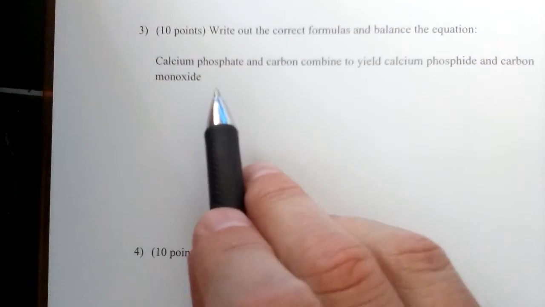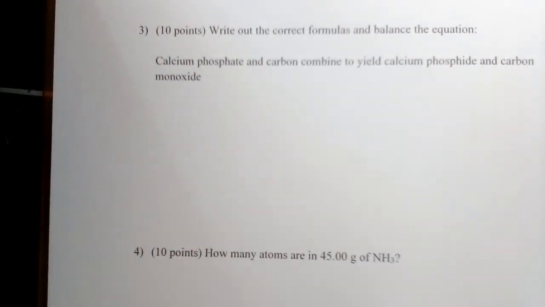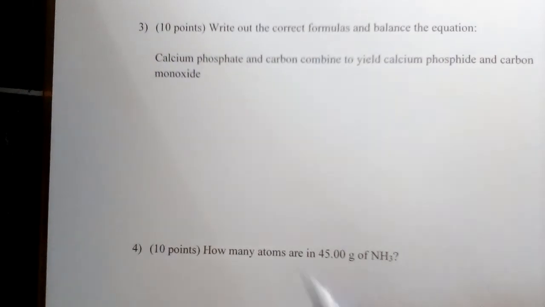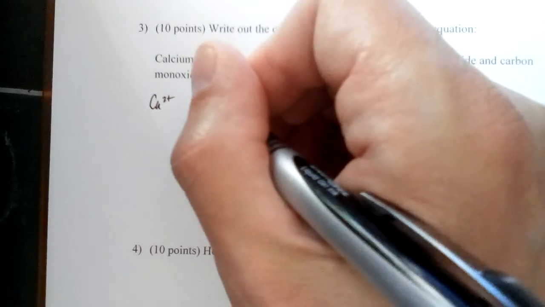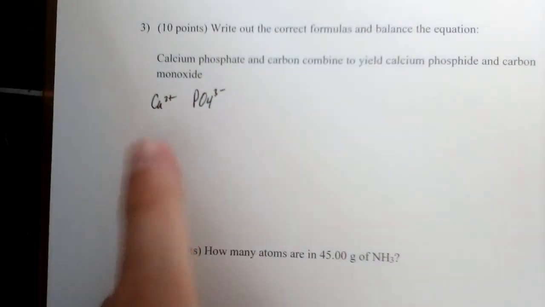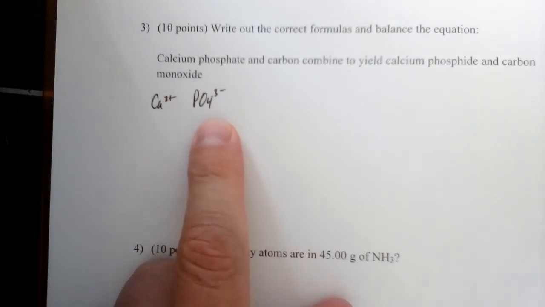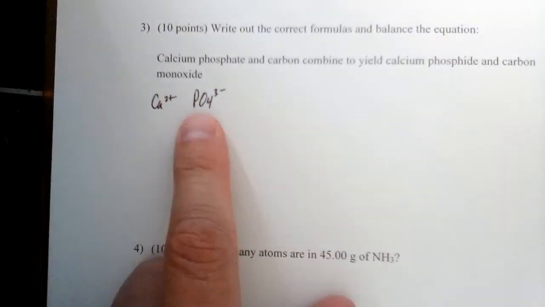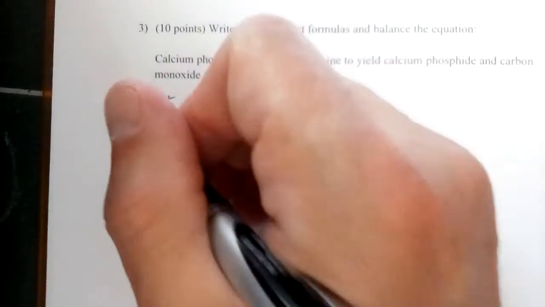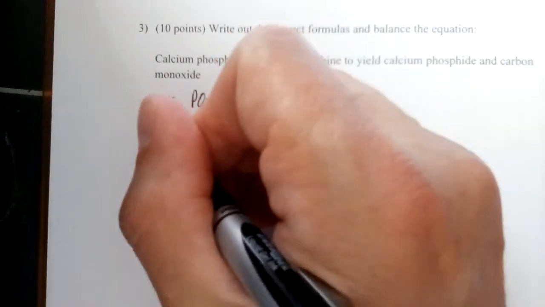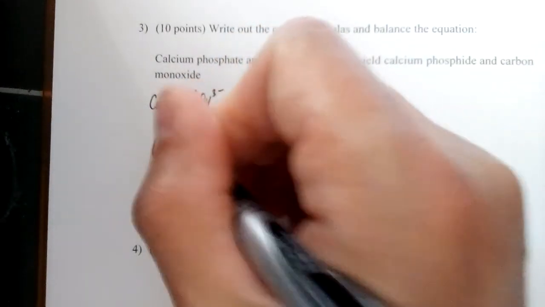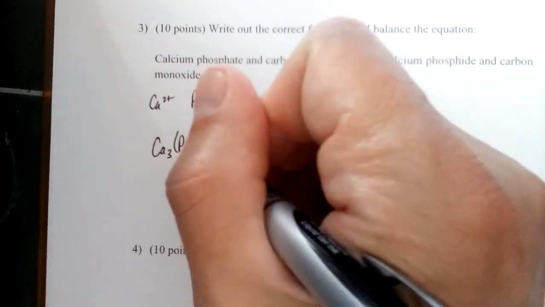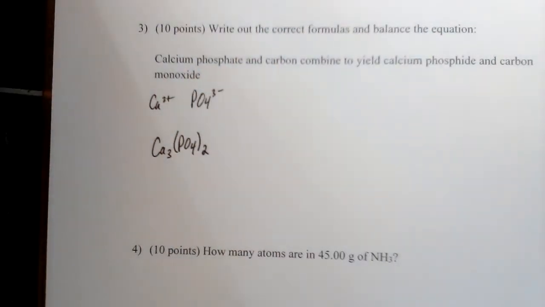So calcium phosphate, calcium is from the second column of the periodic table. It's got a +2 charge. Phosphate, in fact, let me write these down. Phosphate is a polyatomic ion. It's PO4, it's got a 3- charge. +2 minus 3, that means we're going to need 3 calciums, 2 phosphates. So the correct formula for calcium phosphate would be Ca3(PO4)2, right? And since that's a polyatomic ion, I need to put the parentheses around it, with a 2.